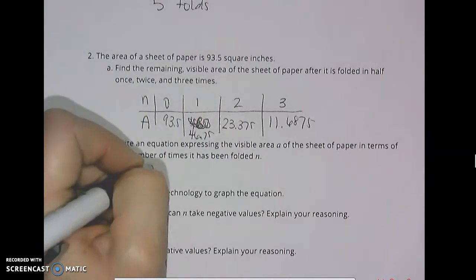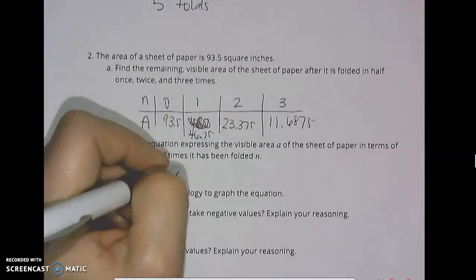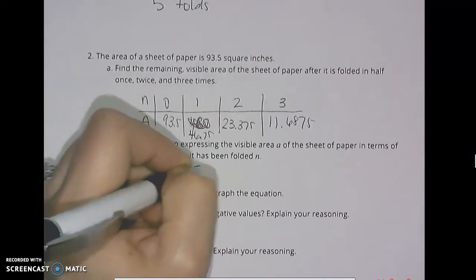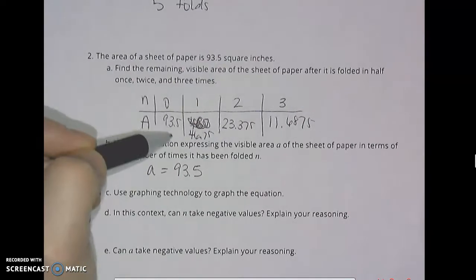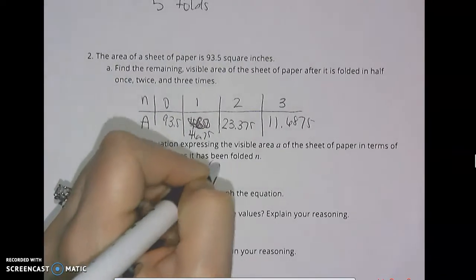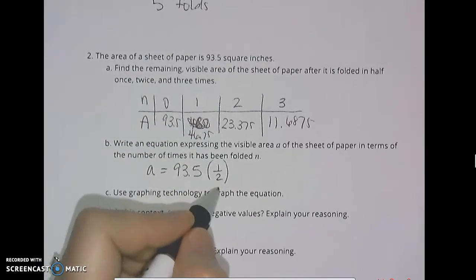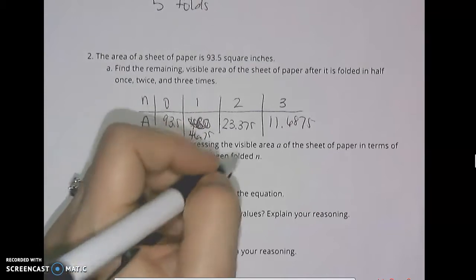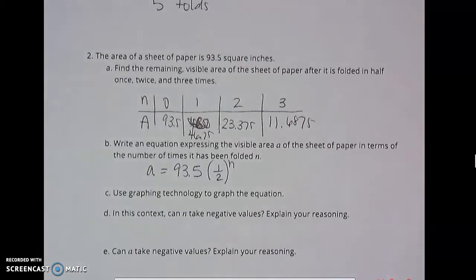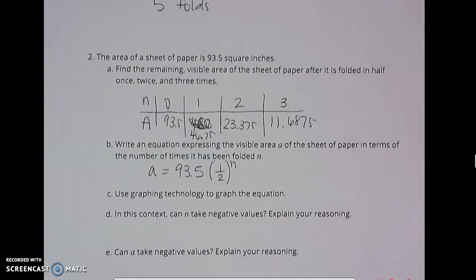Well, A is our area, and they're using lowercase a here. What was our initial amount? That was 93.5. What did we do each time to that area every time you fold it? It gets cut in half. We have half of the visible area remaining if we get rid of half of it. So this is going to be our decay factor, and we're taking that to the n power because we're folding it. Okay, so we're going to really quickly look at our graph of this as well.